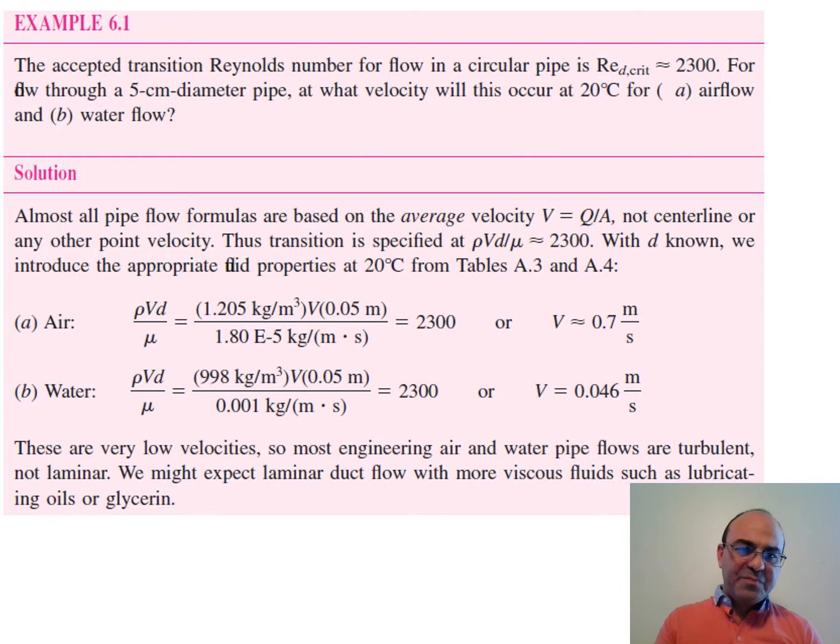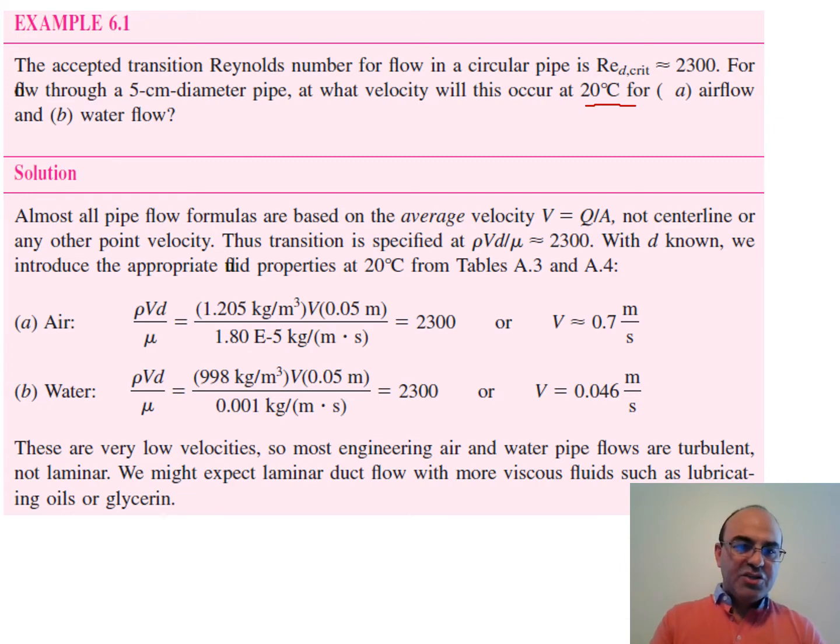So in this example, we want to see what is the range of the velocities to have laminar flow and turbulent flow, or in other words, how high the velocity could be before it becomes turbulent. So the accepted transition Reynolds number for flow in a circular pipe is 2300. For flow through a 5 centimeter diameter pipe, at what velocity will this occur at 20 degrees C? So properties evaluated at 20 degrees C, density and viscosity. The tube diameter is given, and we want to see at what velocity transition from laminar to turbulent occurs, A for airflow and B for water flow.